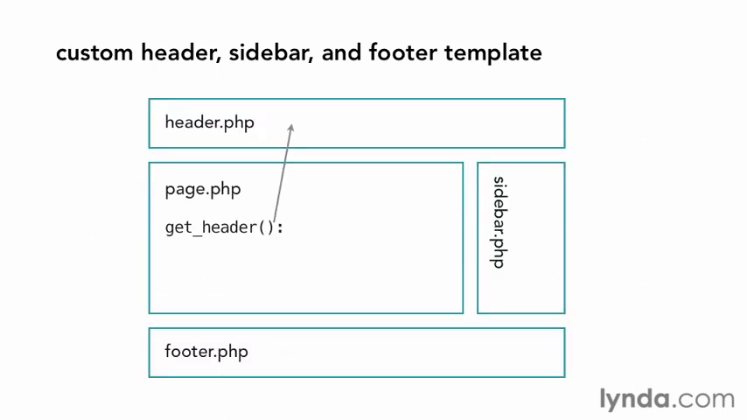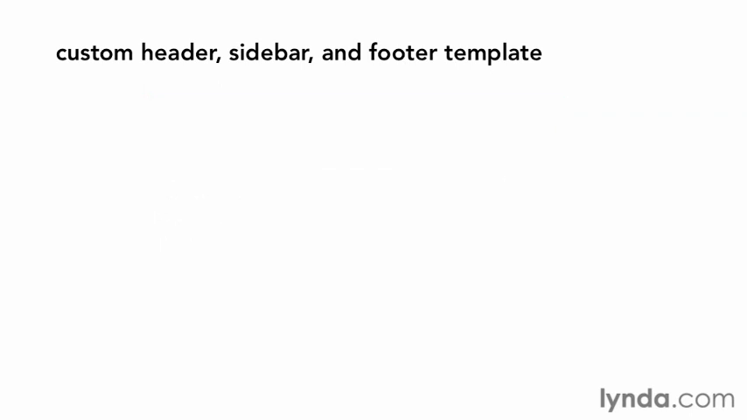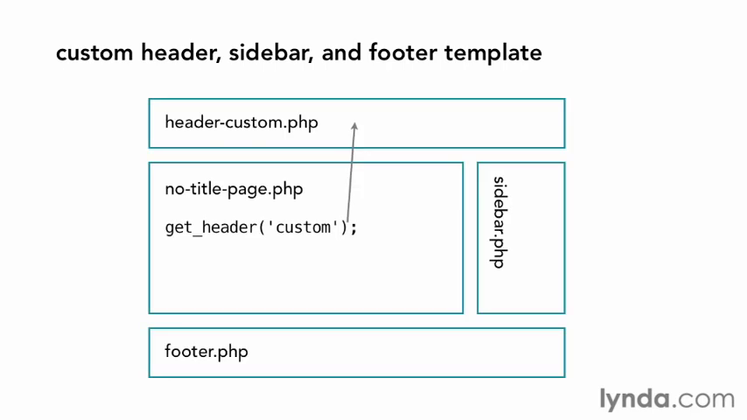This is what actually happens. If we use the regular page.php template, we have the function call get_header that calls the header.php template. However, if we decided to create a custom header file that we only wanted to appear in our no title page template, we would add get_header parenthesis custom in our function, and that would call the header-custom PHP file instead. The same exact technique applies to sidebar.php and footer.php as well.